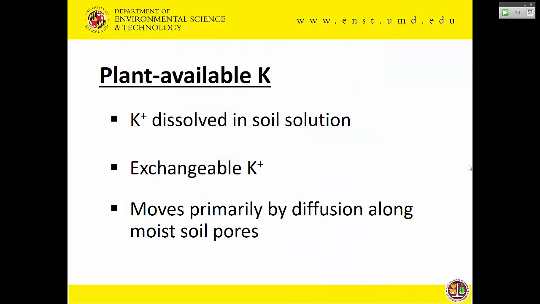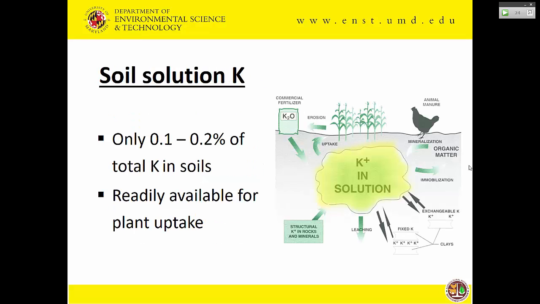When we talk about plant-available potassium, this is potassium dissolved in soil solution that's going to be available to plants. There will also be exchangeable potassium, which we'll talk about in a minute, that's also available. It also moves by diffusion, just like phosphorus. Wherever water is, it can slowly move. When you look at the total potassium in the soils, the soil solution is a tiny pool, but it's enough to provide what plants need. It's readily available for plants to take up.